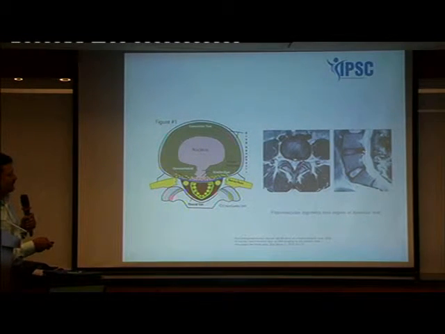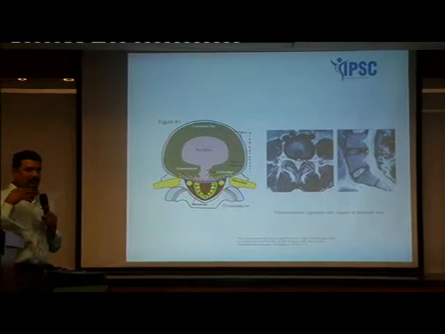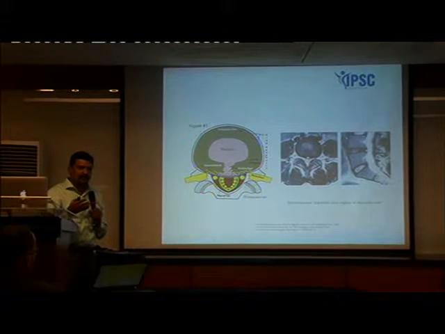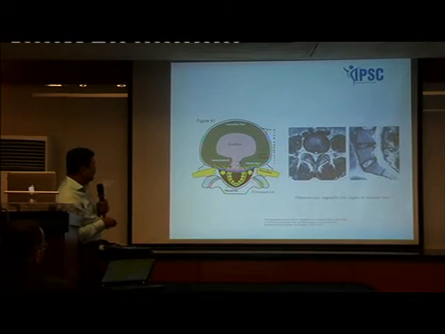And there is a tear here. That's a tear. You can see here there is a tear. So this tear is because of the degeneration of the disc. So initially there will be degeneration, then tear, and then herniation. So these are basically a sequence of the degeneration process.